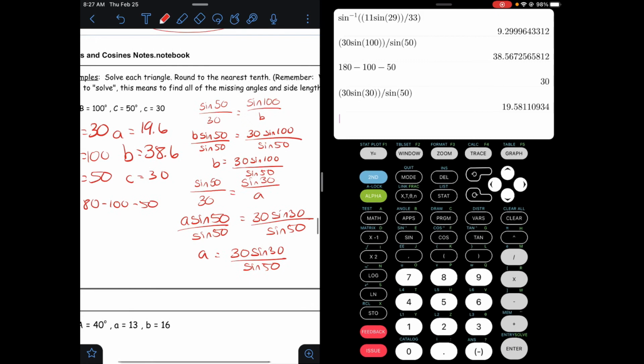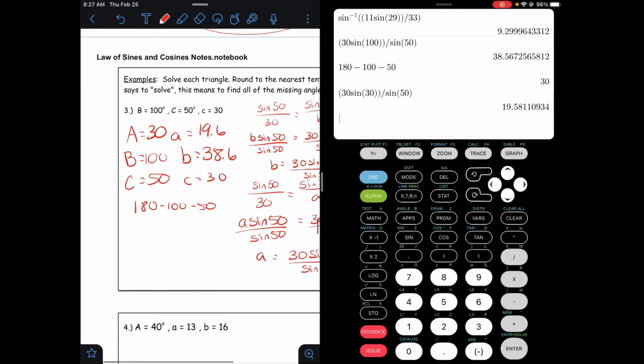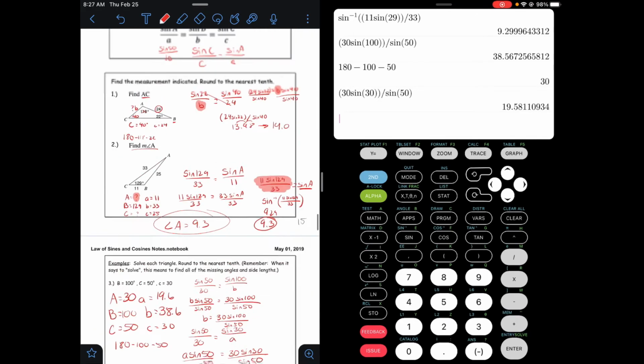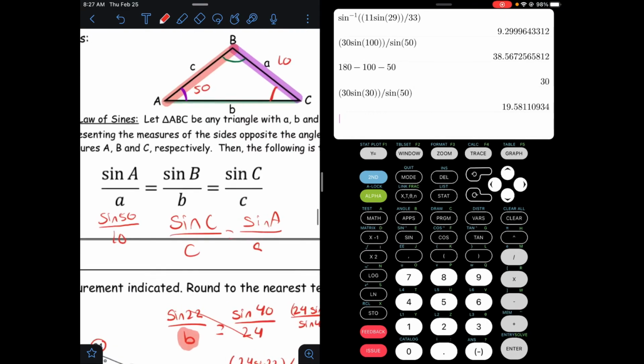And we're done. So that was a lot of work, but totally doable. So again, I just want to reiterate the importance here. All you're doing is setting up proportions. You're using this proportion we gave you in the beginning and using it to solve for the unknown sides.